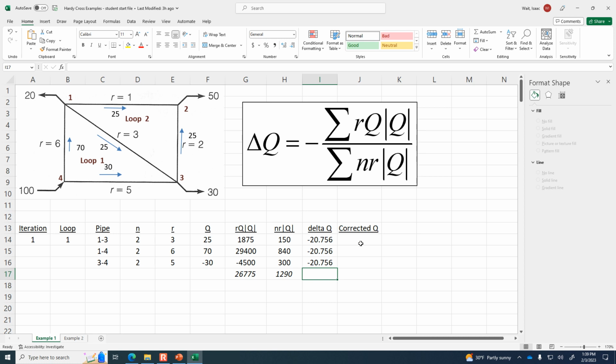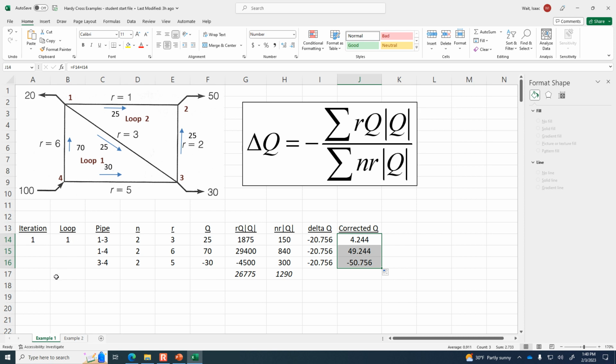Okay, so I've got this delta Q. Once you've got the delta Q, your corrected flow rate is your original guess flow rate plus the correction factor. So this delta Q is telling us the head loss is not where it needs to be. If you adjust these flow rates, you'll be closer to this state of equal head loss regardless of route. So these corrected flow rates are a little bit better. All right. Any questions about iteration 1, loop 1?